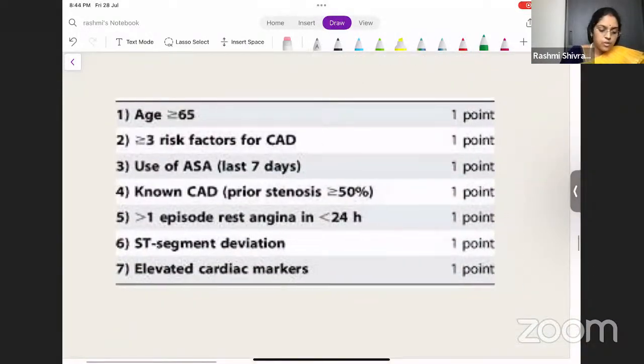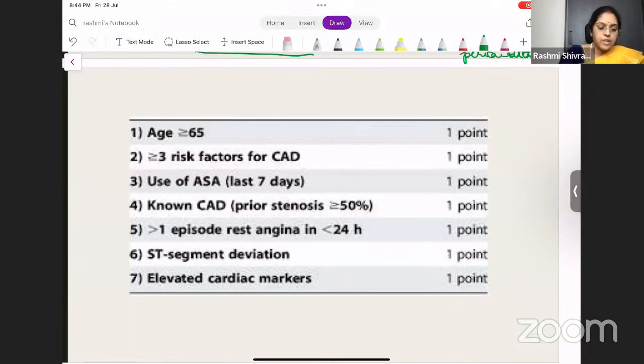Now, something very important from the exam point of view: this is called the TIMI score. This is very important from the MCQ point of view. These are all the risk factors which point towards myocardial infarction. As the risk factors increase, the risk for myocardial infarction also increases.